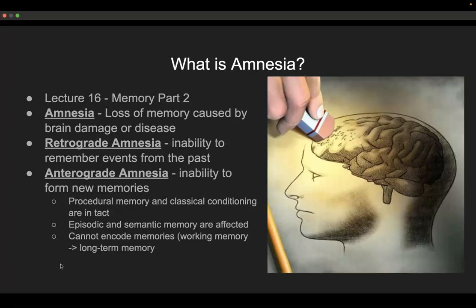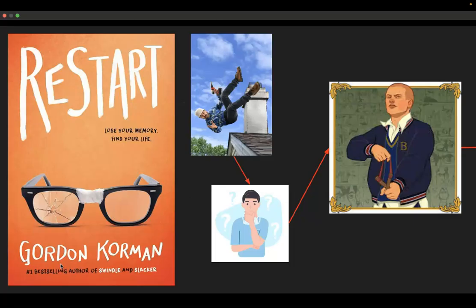You can learn new skills because your muscle memory, your procedural memory, and your classical conditioning, our association of stimuli, remain intact, but our episodic and semantic memory are affected, meaning that it's really hard to recall things about yourself onward from the injury. The example I chose, though, relates more closely with retrograde amnesia.